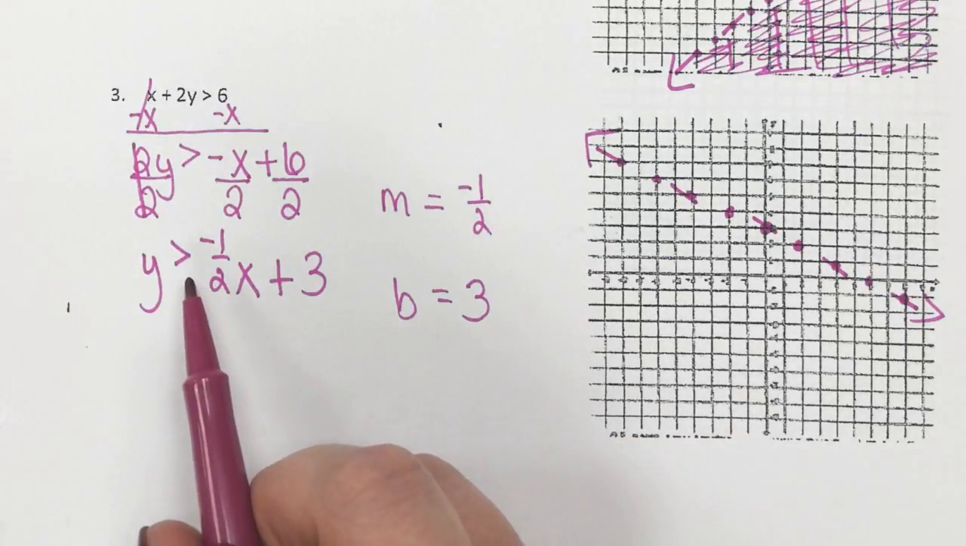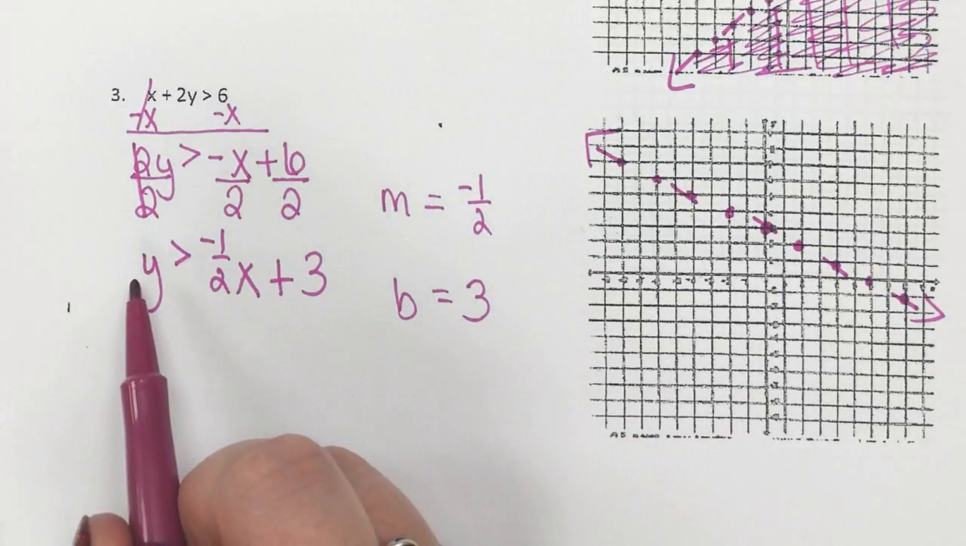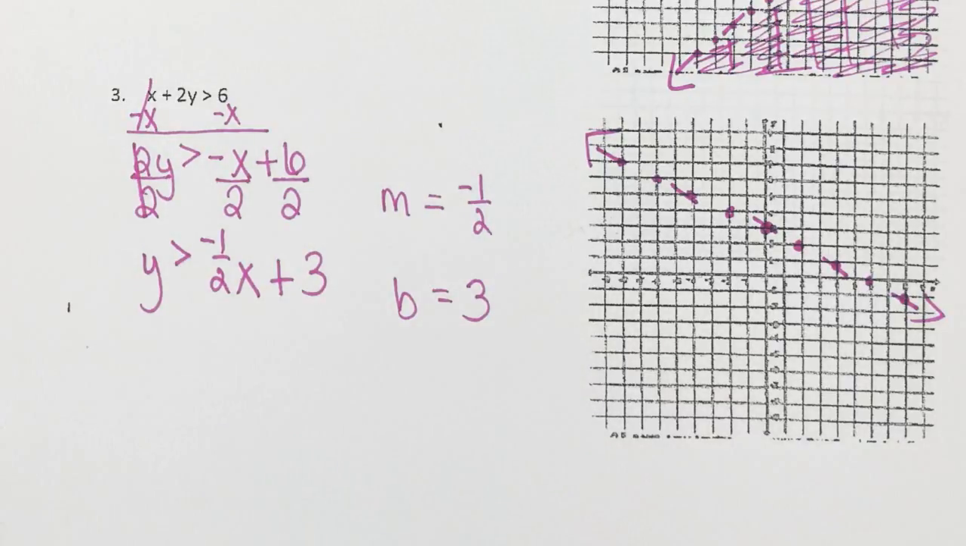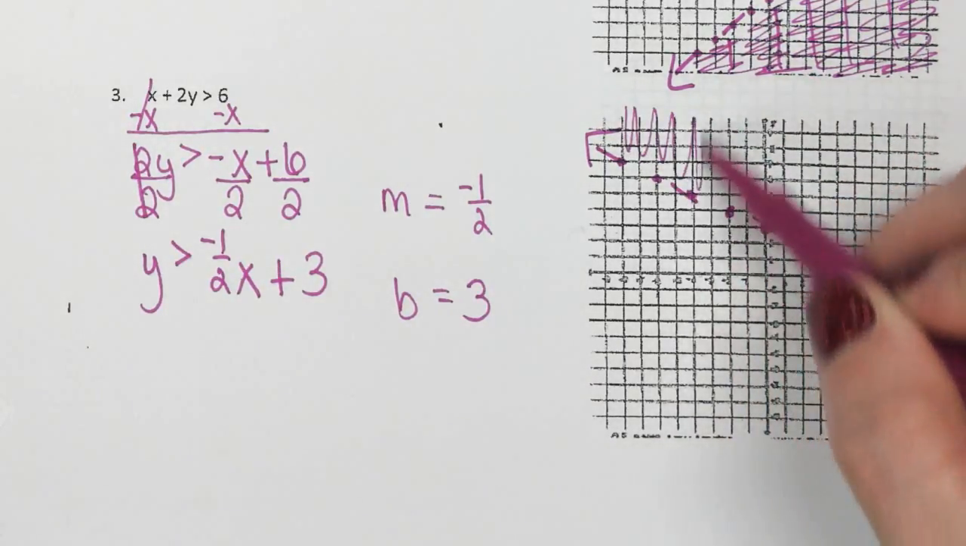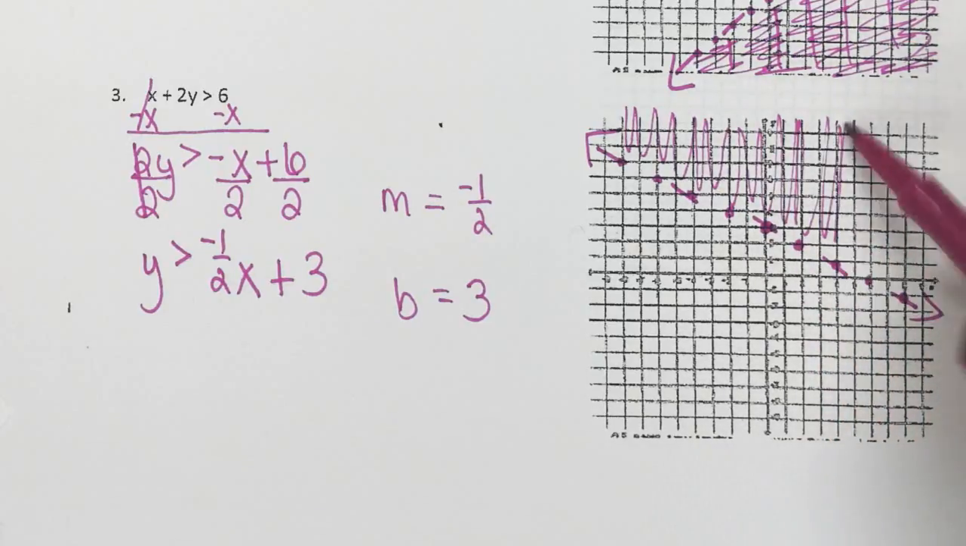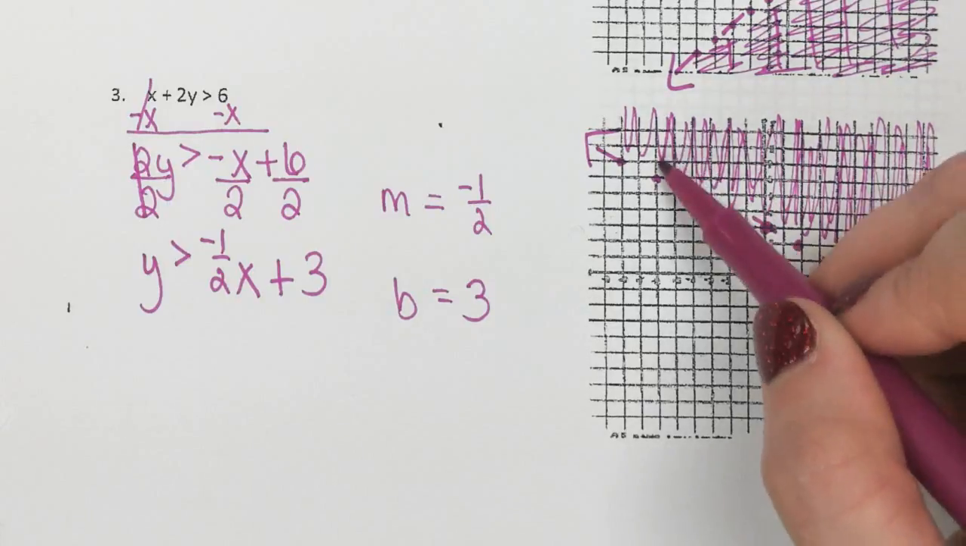All right, so it's greater than. What are your y's? Now be careful. It says y greater than. So where do they get greater? Above. Very good.